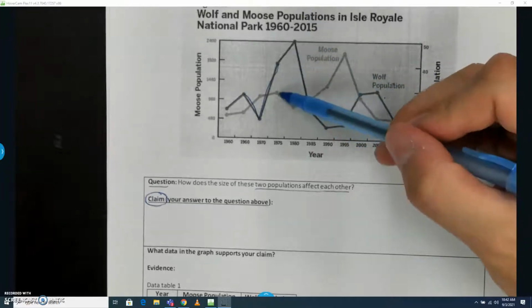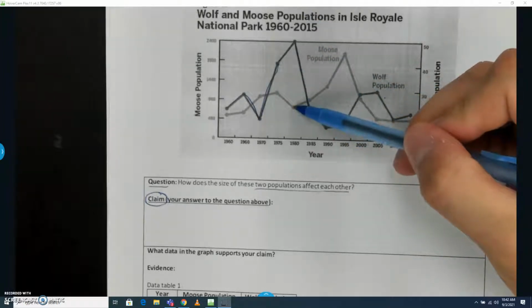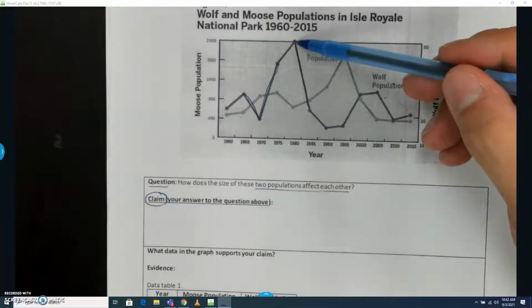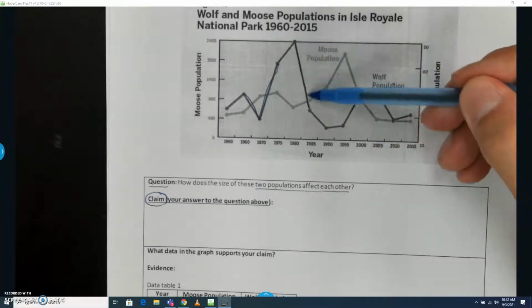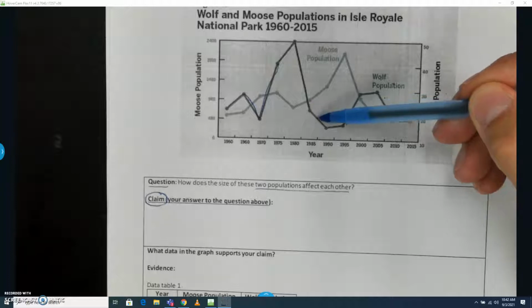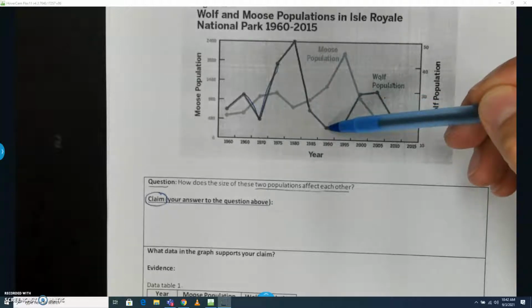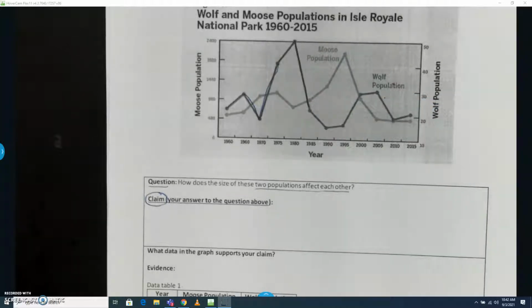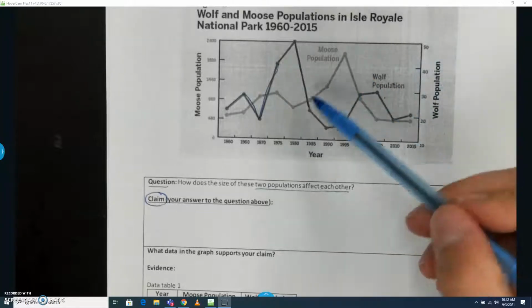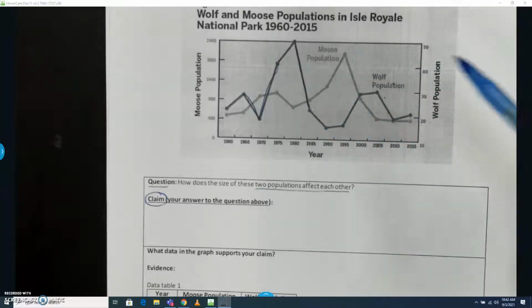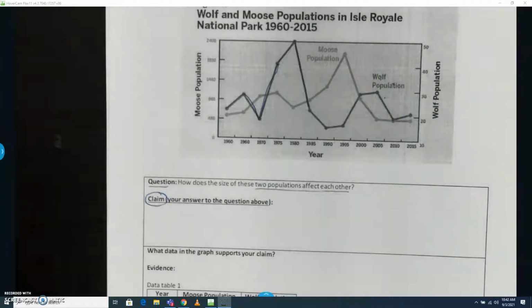But as a result of the moose population going down, now there's not enough food, I see the predator or wolf population start to decrease as well. When the predator population decreases, now there's less things eating the moose, so the moose population starts to go back up. And this is a cycle that we see called a predator-prey relationship.